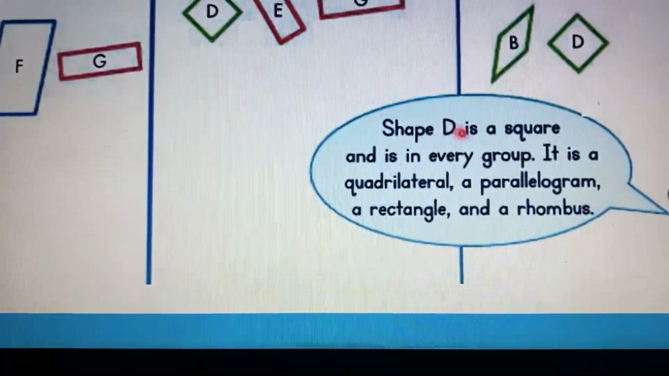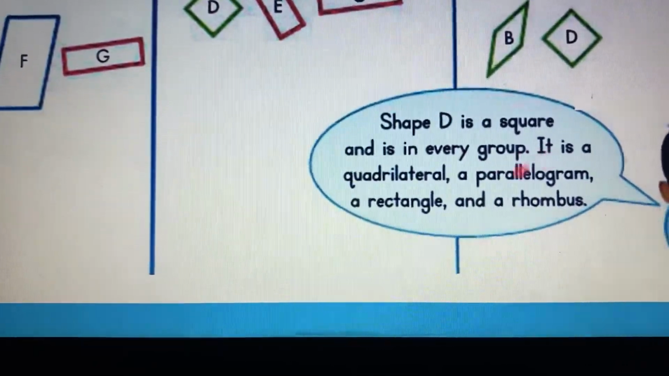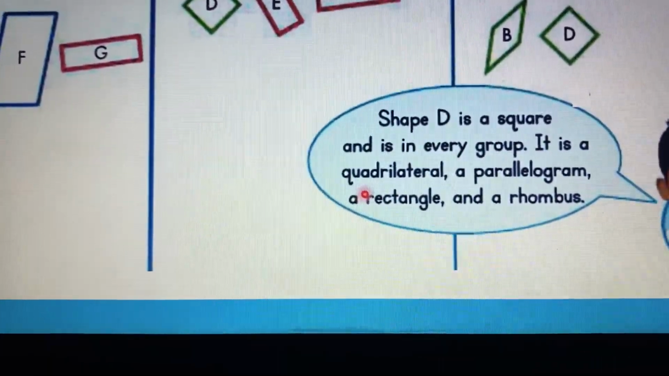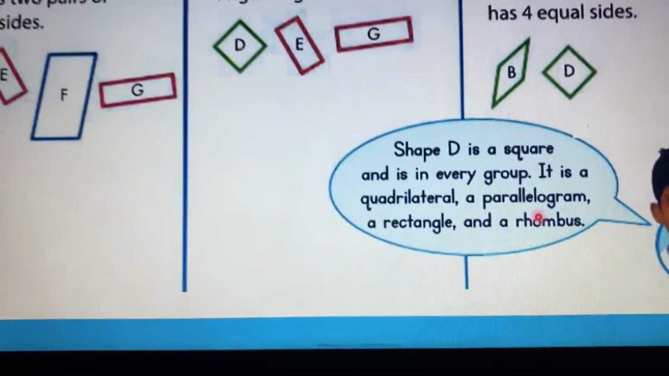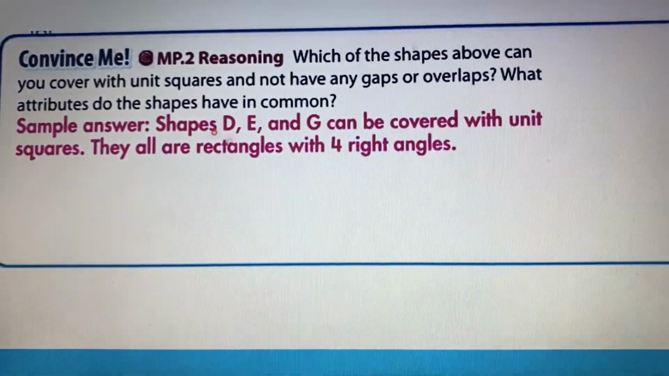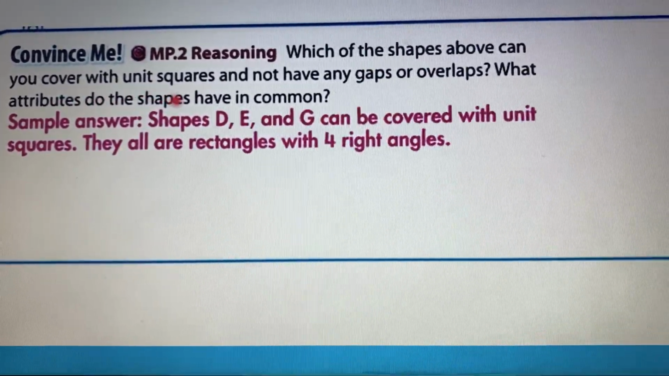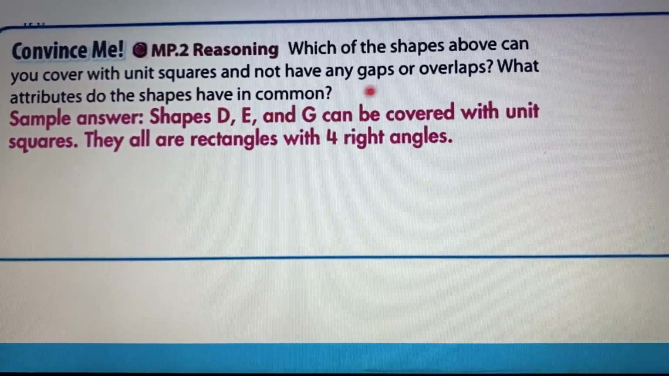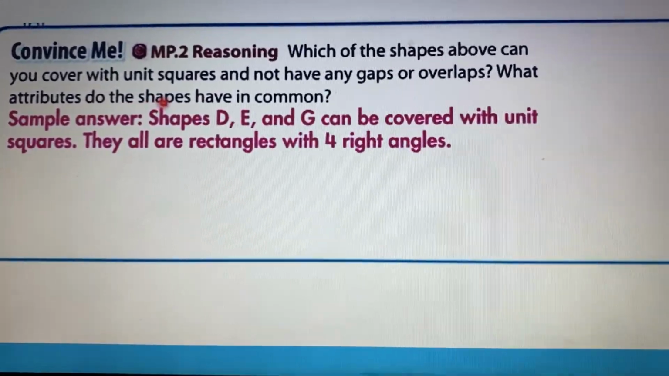Remember, shape D is a square and it is in every group. It is a quadrilateral, a parallelogram, a rectangle, and a rhombus. Convince me, which of the shapes above can you cover with unit squares and not have any gaps or overlaps? What attributes do the shapes have in common?